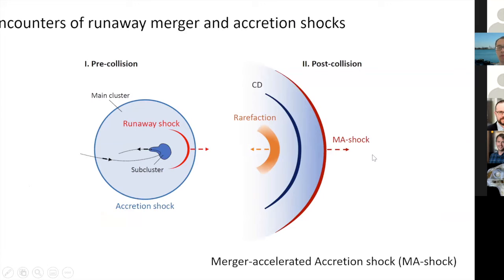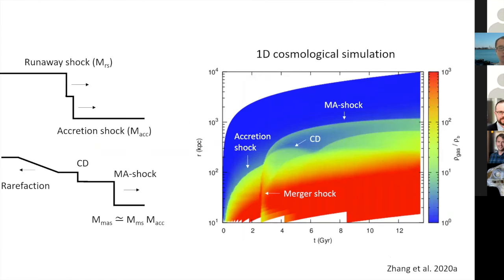And in this problem, the forward shock is particularly interesting. We call it the merger-accelerated accretion shock, the MA shock. The MA shock is interesting because it's powered by merger rather than accretion. But at the same time, the MA shock could have a very high Mach number. The Mach number of the MA shock is approximately the product of the Mach numbers of the two merging clusters, which means the typical Mach number of the MA shock is up to a few tens to a few hundreds.